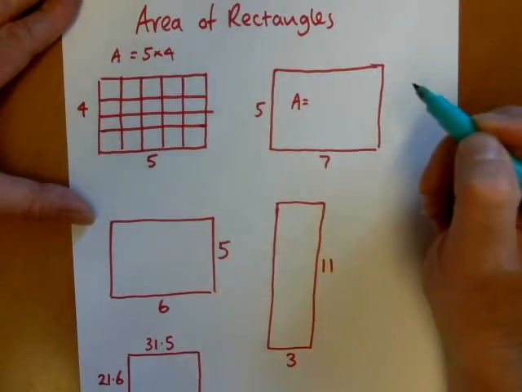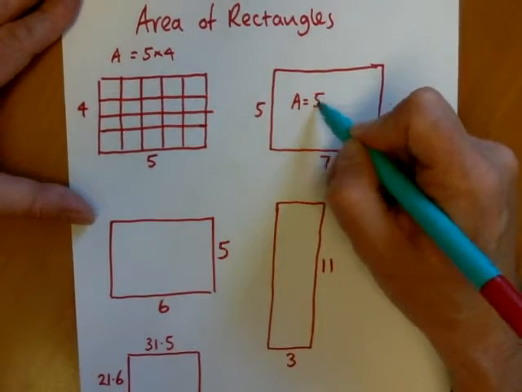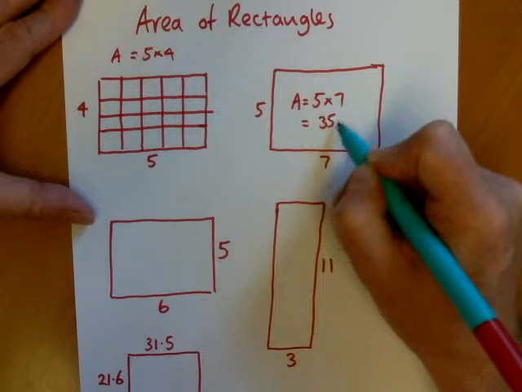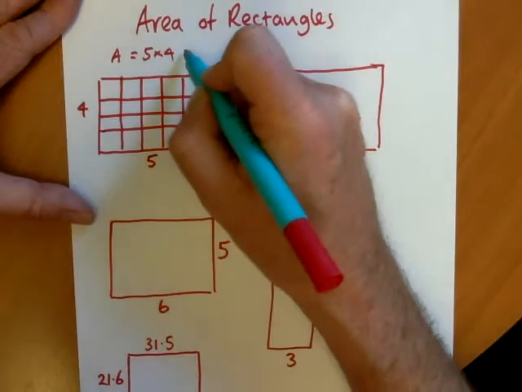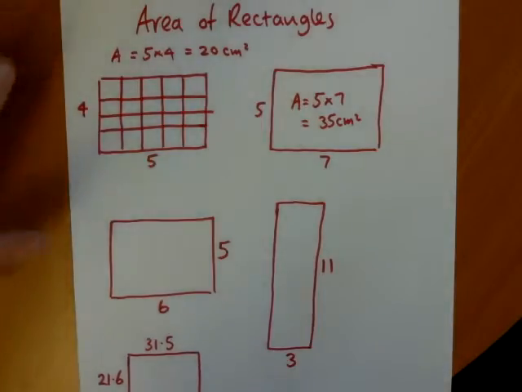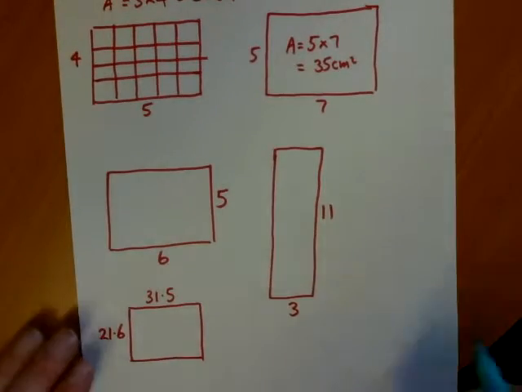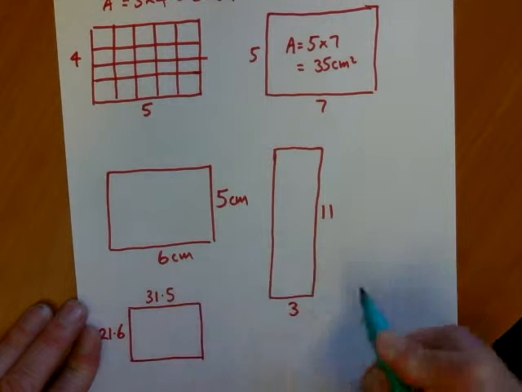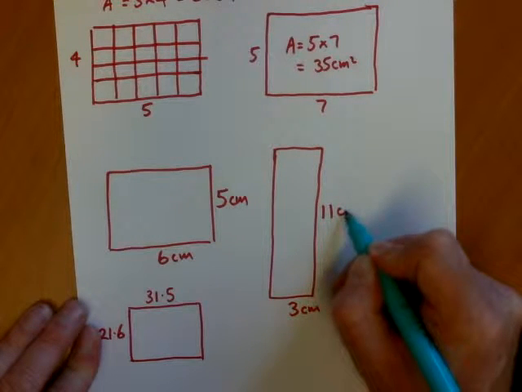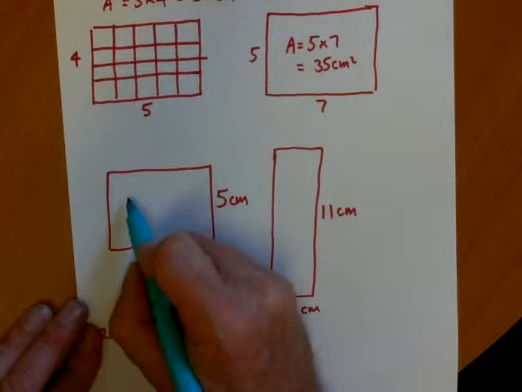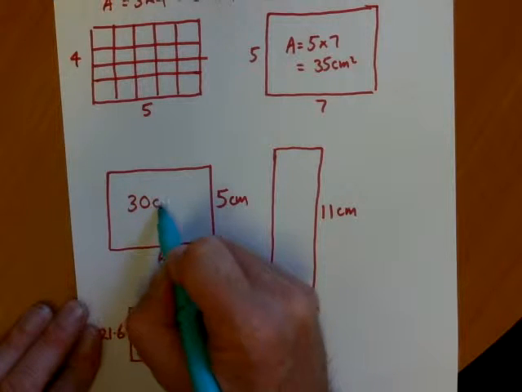So providing we've been given the dimensions of the rectangle, it's very easy to work out the area. The area of this rectangle will be 5 times 7, which will be 35. I'm going to put the units on as that's what we should do. Of course this would be 20 centimetres squared. So if we come down, and we'll assume the units are centimetres, I'll write them in actually, make it clearer. Okay, so this one will be 5 times 6, so you should see it will be 30 centimetres squared.